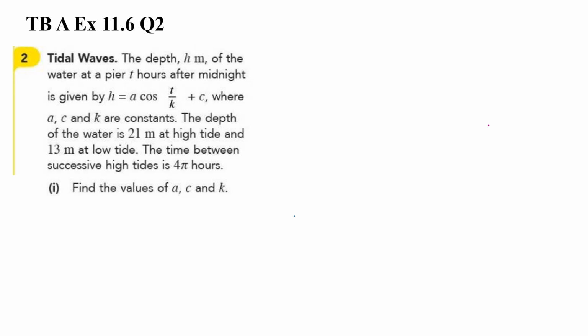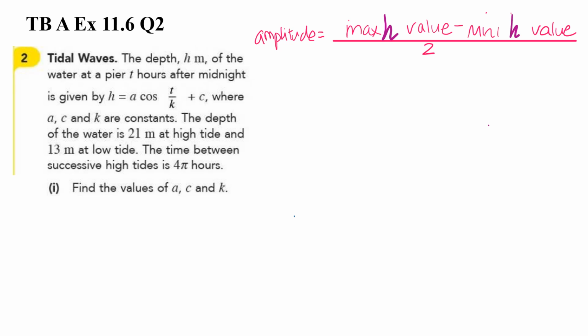Then it goes on to the next morning, and you get a high tide and then a low tide. First step, let's find the amplitude, which is the maximum h value. Now we are not using y, because if you look at what you're given, it's h equals a cos(t over k) plus c and not y.